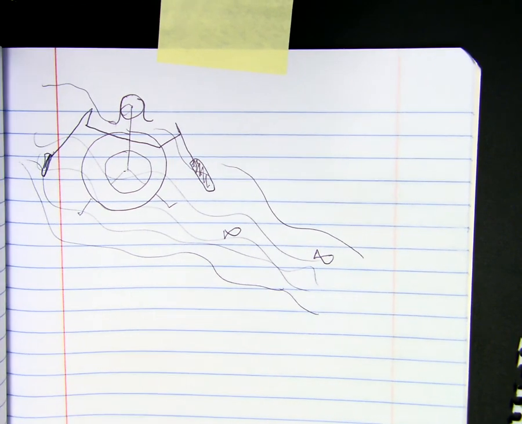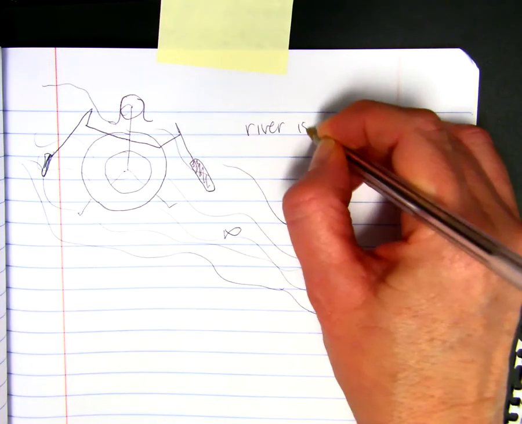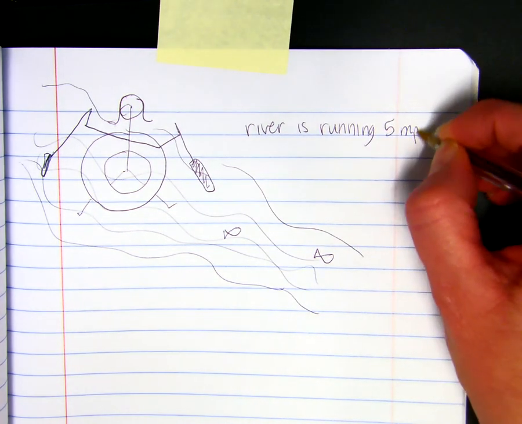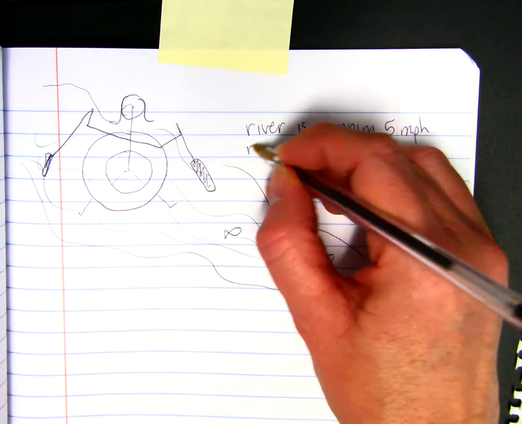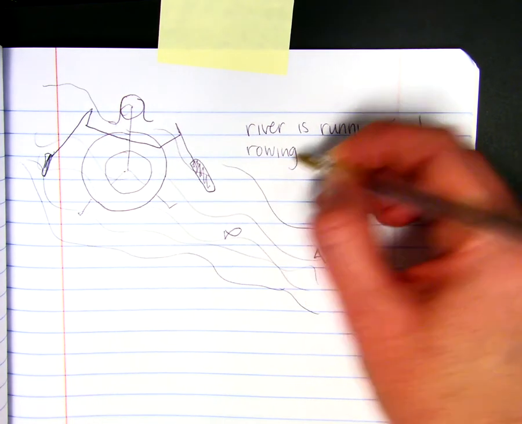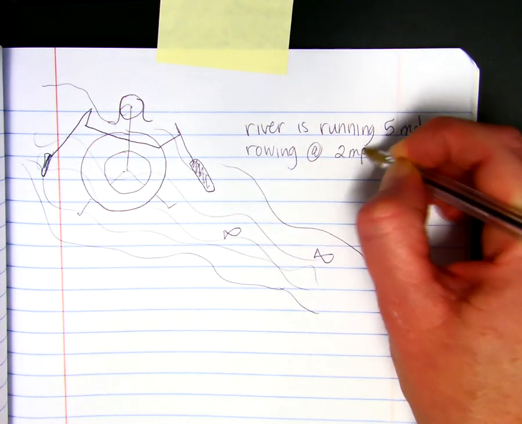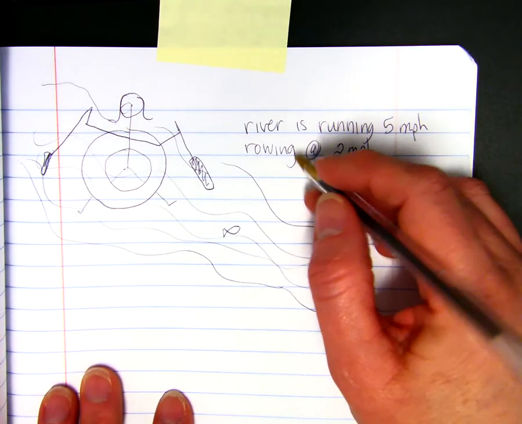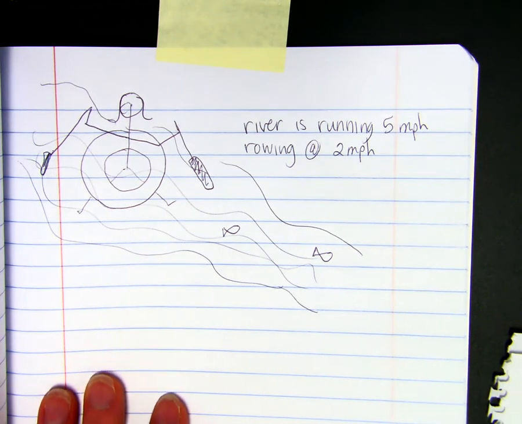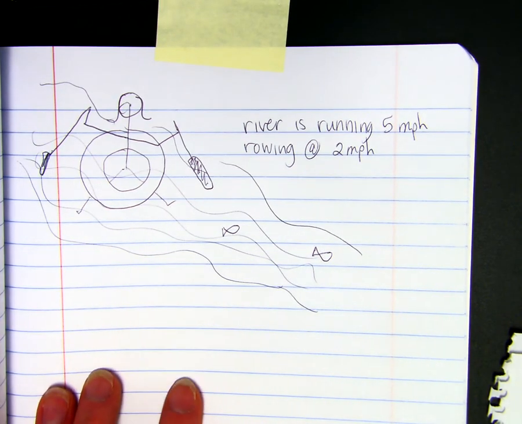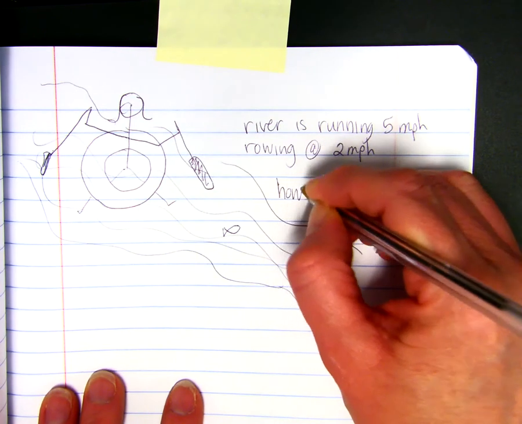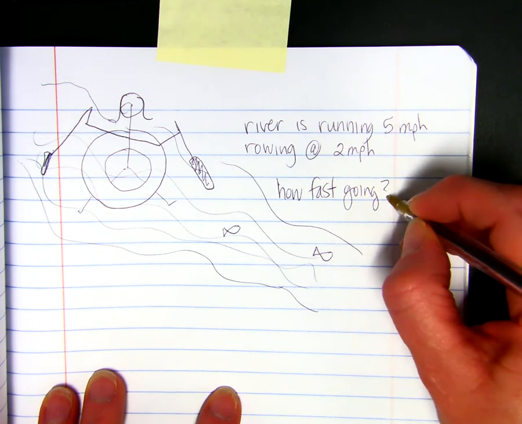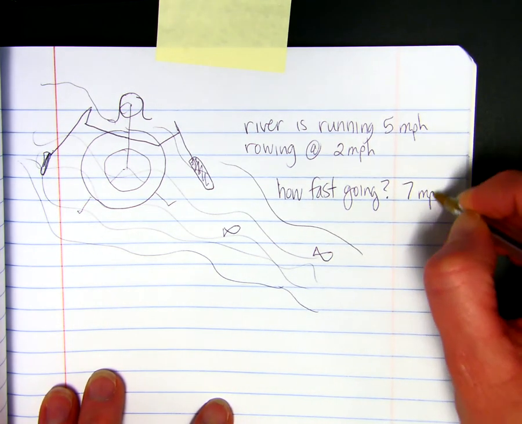So this is our word problem. The river is running 5 miles per hour, and the girl is rowing at 2 miles per hour. And she is going downstream. So how fast? 7 miles per hour. Yep, she's going 7 miles per hour.